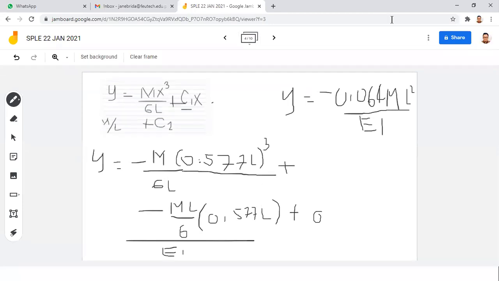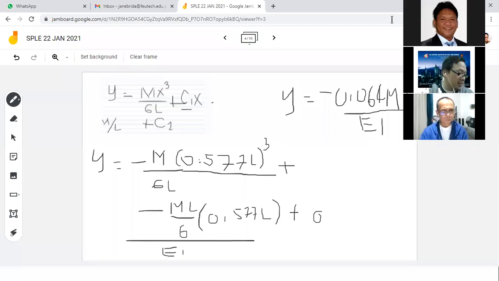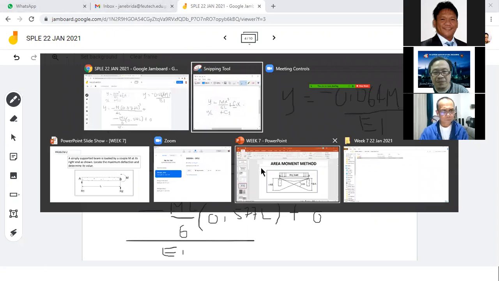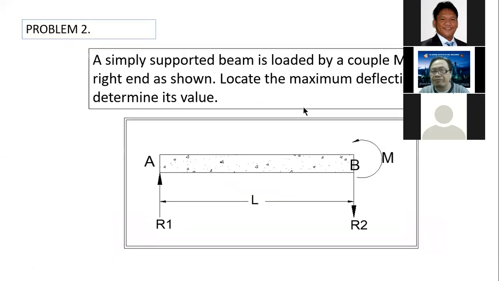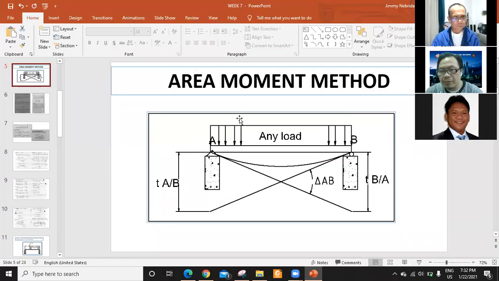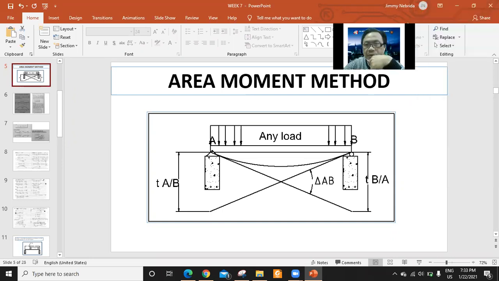Okay, so that serves as our introduction before the quiz, I should say. A question? Any question? Okay, if you don't have, okay, so we are now going to start with area moment method.